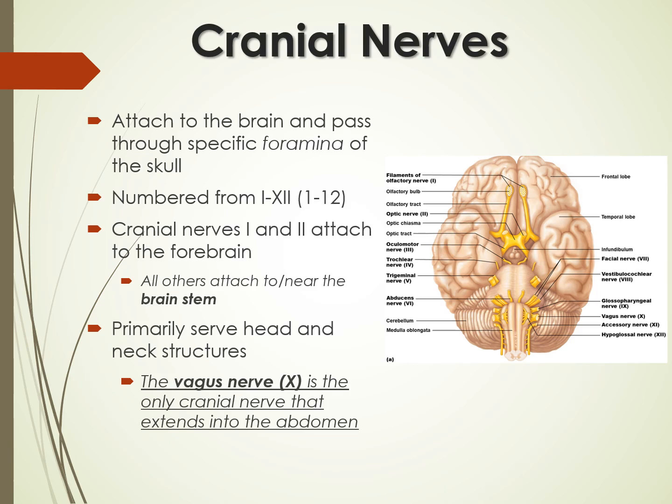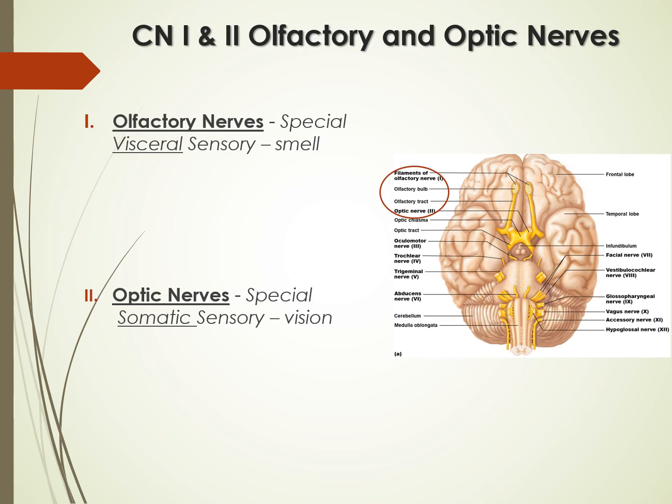And they all are going to really serve the head and neck. So they're all going to innervate head and neck structures except one. The vagus nerve is very special because not only does it innervate structures in the head, but it also extends to the abdomen. So it's a very long nerve, and it actually innervates a lot of our organs in the abdomen. So it's pretty crazy how long it is. That's the only cranial nerve that goes somewhere other than the head and neck.